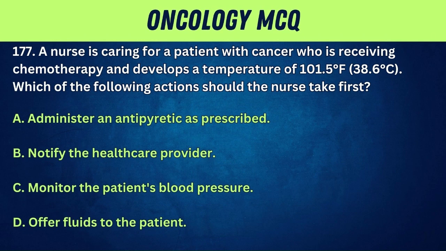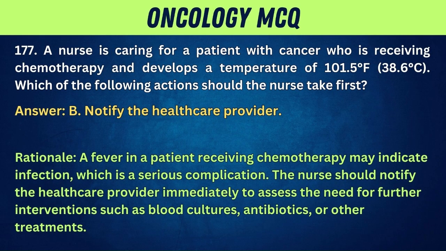177. A nurse is caring for a patient with cancer who is receiving chemotherapy and develops a temperature of 101.5 degrees Fahrenheit (38.6 degrees Celsius). Which of the following actions should the nurse take first? A. Administer an antipyretic as prescribed. B. Notify the healthcare provider. C. Monitor the patient's blood pressure. D. Offer fluids to the patient. Answer: B. Notify the healthcare provider.